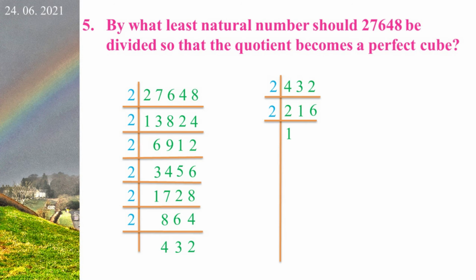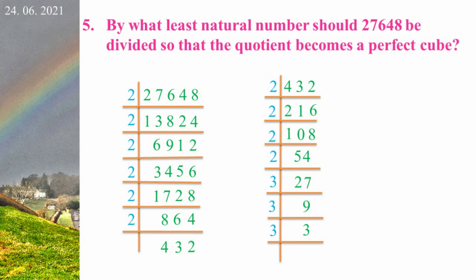Now we have to write 2. 1 2 is 2. Next digit 1. 1 is not divisible by 2. So put 0. Next digit 6. We take 16. 8 2s are 16. Again we take 2. 5 2s are 10. 4 2s are 8. We write 2. 2 2s are 4. 7 2s are 14. 27 is not divisible by 2. So next prime number 3. We take 3. 9 3s are 27. Again we take 3. 3 3s are 9. Again we take 3. 1 3 is 3.